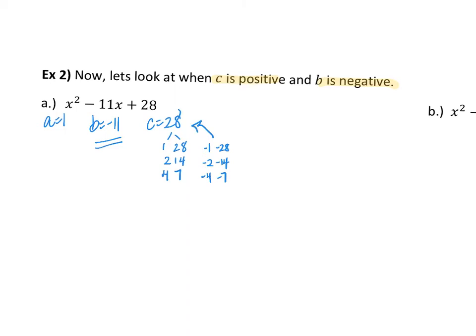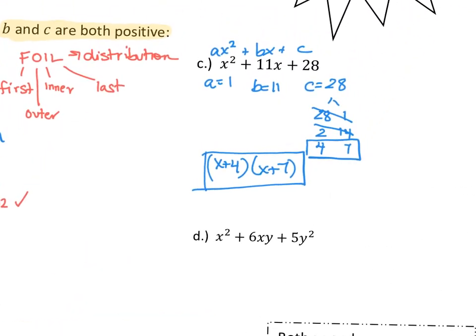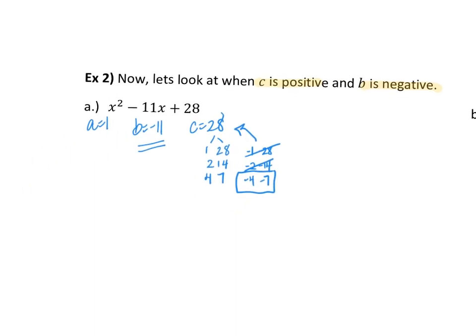So we know this is going to give us negative 29, so that doesn't work. This gives us negative 16, so no. So negative 4 and negative 7 gives us that negative 11. Similar to the one that we did before, the same one in C up here, but it was positive. The only difference that changes is that when we write it out in factored form, we have x minus 4, because it was negative 4, times x minus 7.